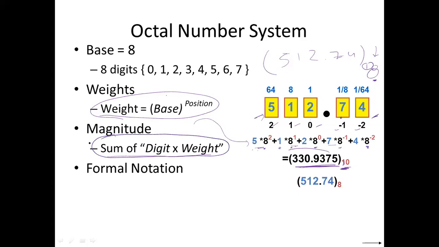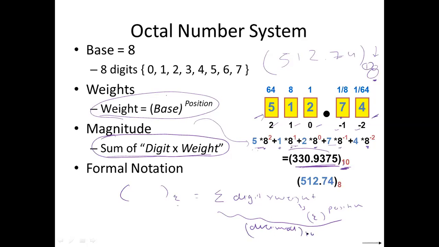This is how we can convert a given number in any base. For any number, any base, you have to follow the summation of digit into weight, where weight is base raised to power position. So this value will be in decimal.